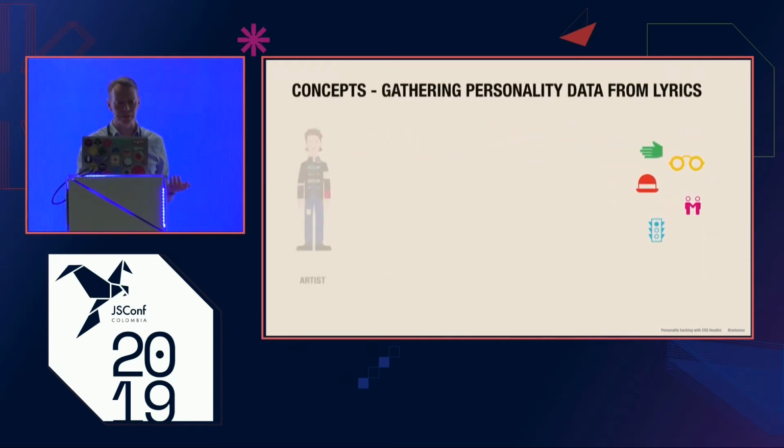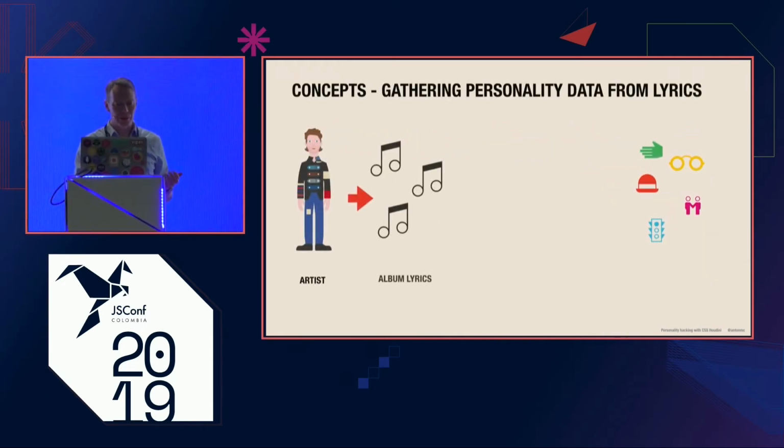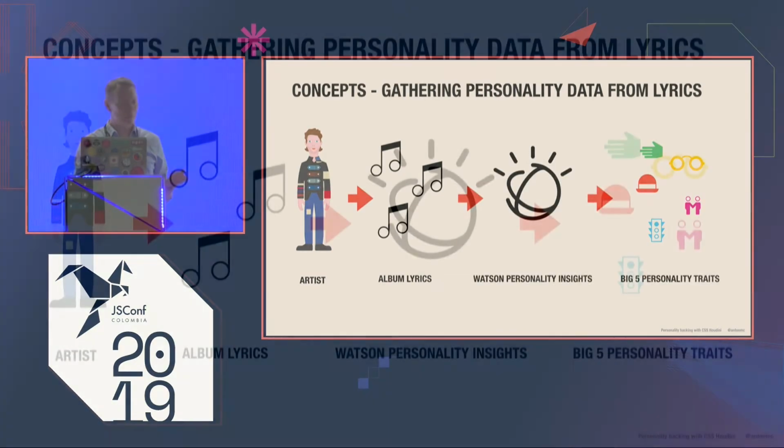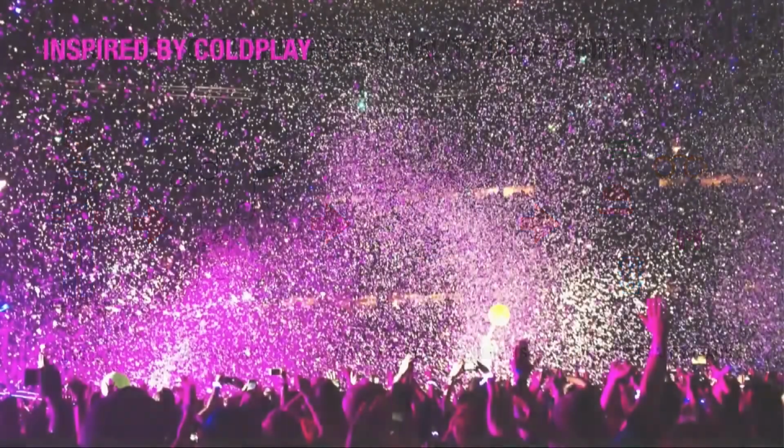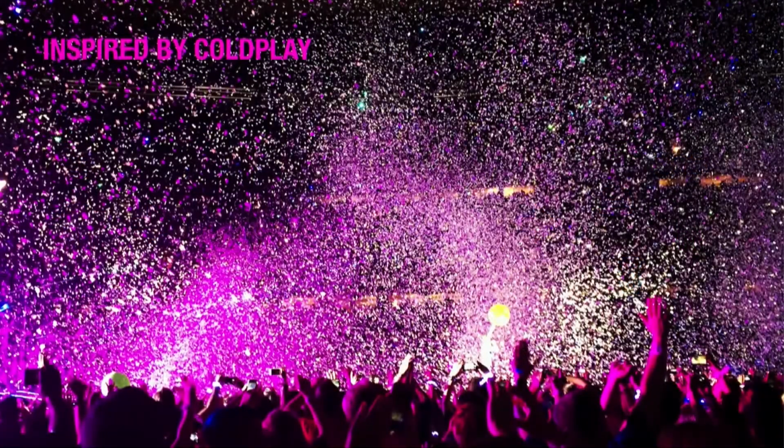So here's the idea. We take an artist. They've written lyrics for songs that go on albums. We take those lyrics, we play them through Watson Personality Insights, and we get back these 5 personality traits for each album. And then we can start to compare the artists over time. So this time around, I was really inspired by Coldplay.